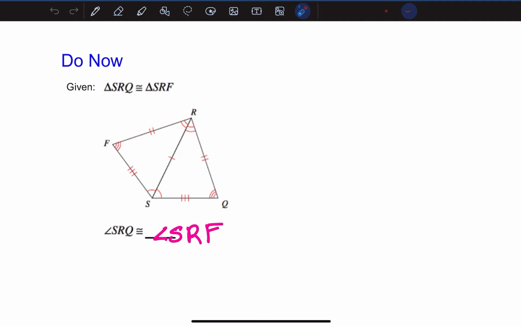Right? The reason why I started with S, and not F is because S must be congruent to S, R is congruent to R, and Q is congruent to F. So if you look here, right, you have to use the tick marks to make sure you're labeling them correctly.